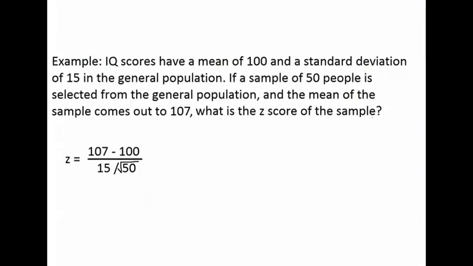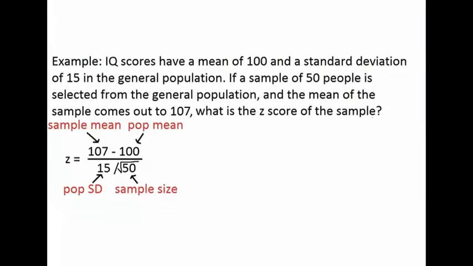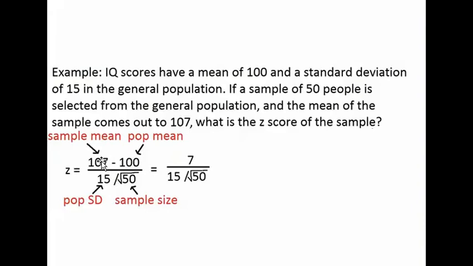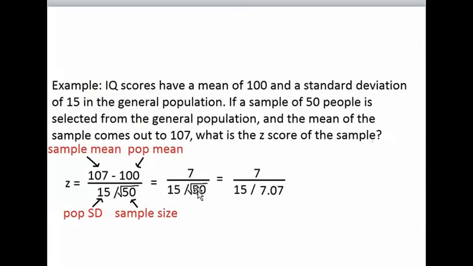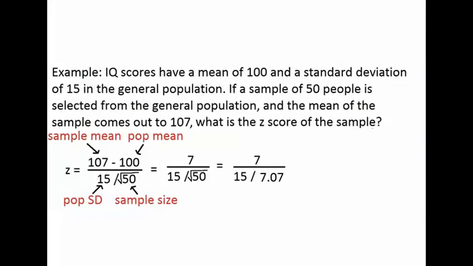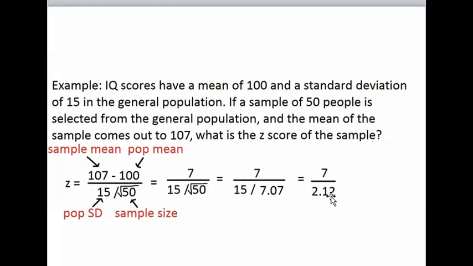Let's go through the steps to find the z-score. This is just subtracting on top. We subtract 107 by 100, and we get 7 on the top. That's our first step. Next, we can find the square root of 50. We can just enter 50 into the calculator and get the square root. The square root of 50 is 7.07. Next, we can divide on the bottom of the fraction. We can divide 15 by 7.07. When we divide those two numbers, we get 2.12 on the bottom.